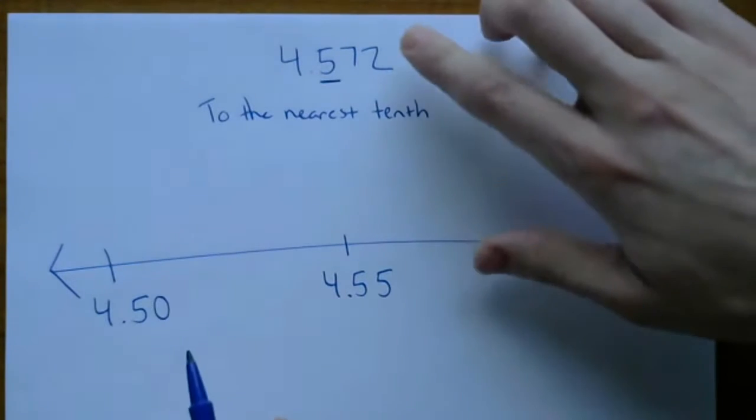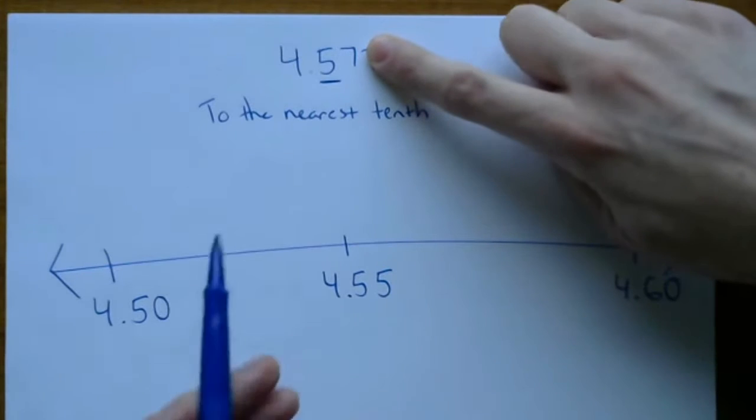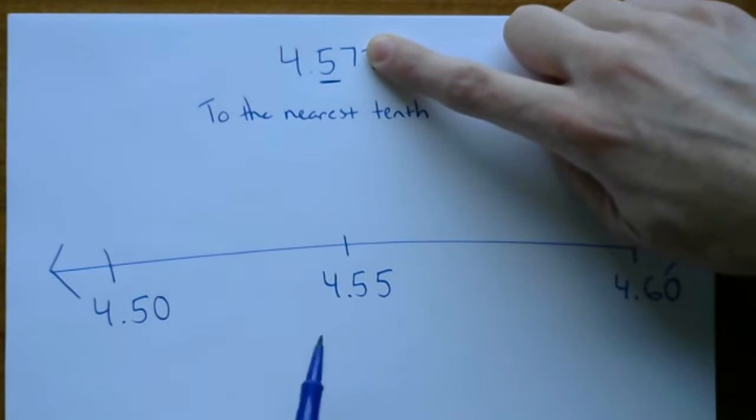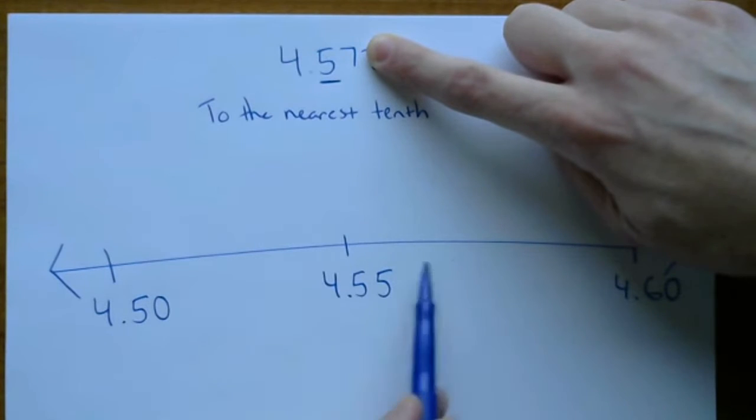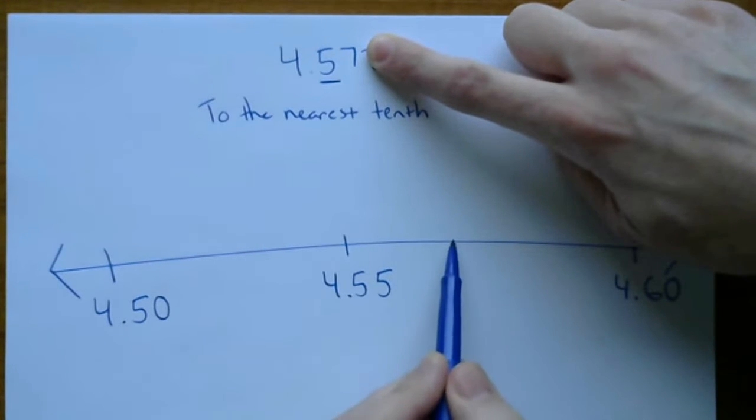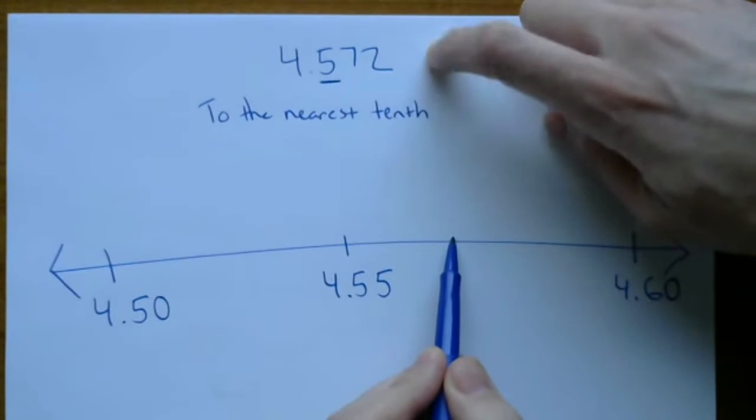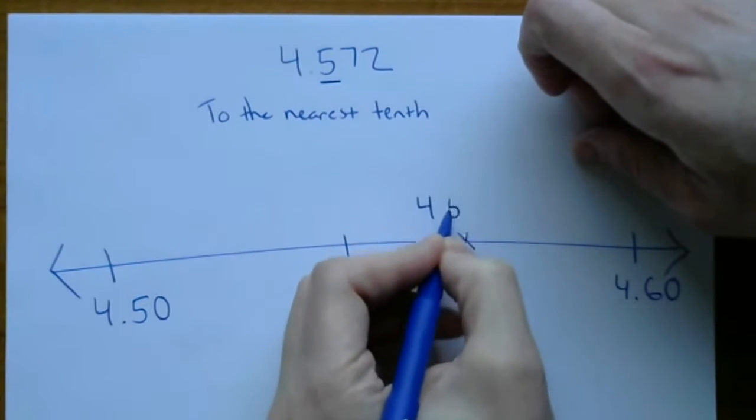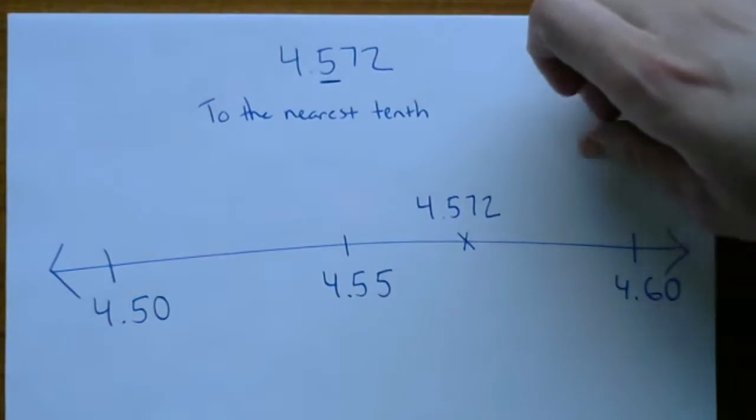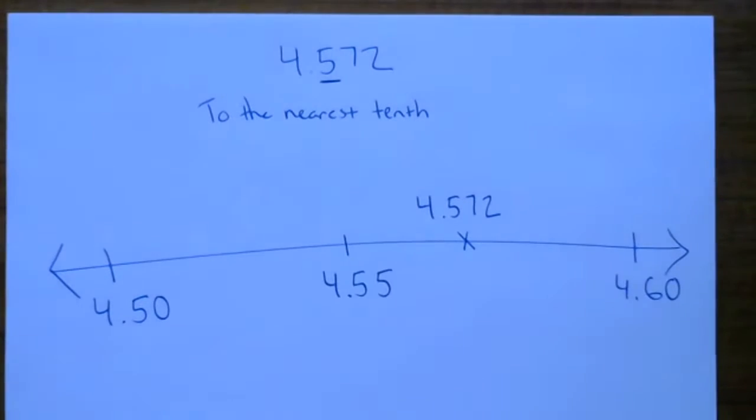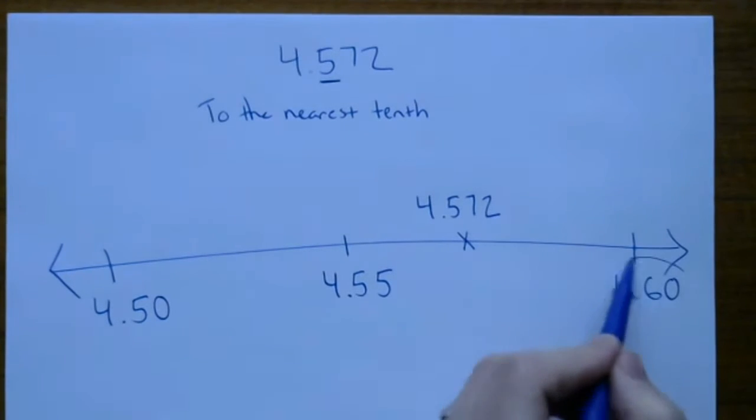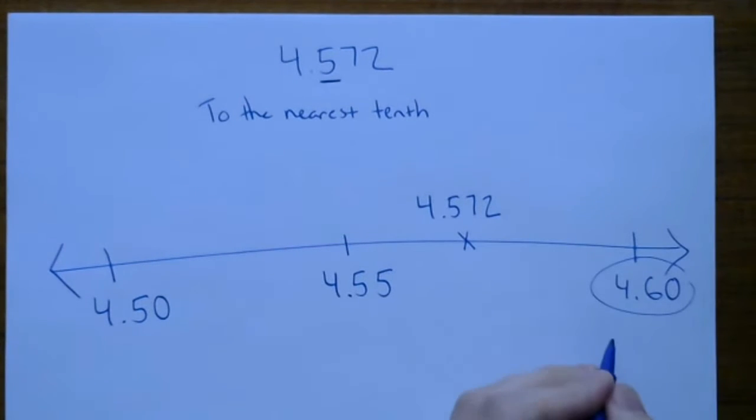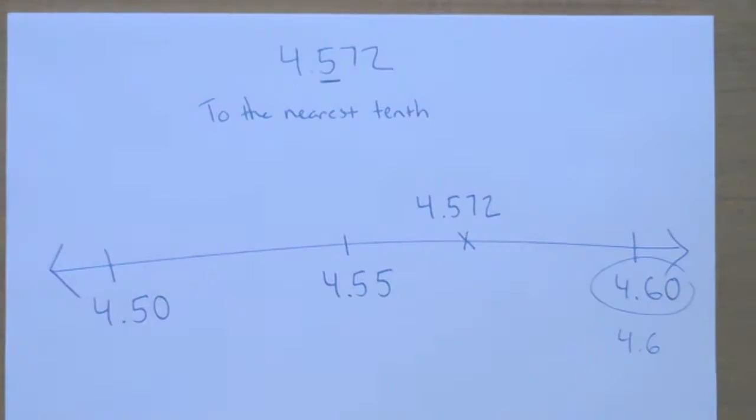Now, I'm going to cover up the thousandths place right now just so I can focus on the hundredths on my number line, 4 and 57 hundredths. Well, if that's 55, 60, 57 is a little closer to 55 than 60. So about right here, 57 hundredths, and then maybe another couple notches for the 2 thousandths. 4 and 572 thousandths would go right here. So it's more than 4 and 55 hundredths. So it would round to 4 and 60 hundredths, or 4 and 6 tenths.